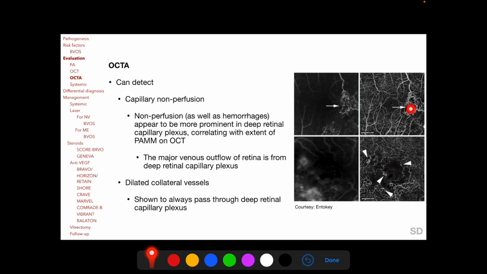These two images show a collateral vessel, and this OCTA image shows an area of capillary non-perfusion with areas of dilated capillaries which show limited leakage on fluorescent angiogram. Both capillary non-perfusion and dilated collateral vessels are more prominent in the deep retinal capillary plexus on OCTA, and this is said to be because the major venous outflow of retina is from the deep retinal capillary plexus.